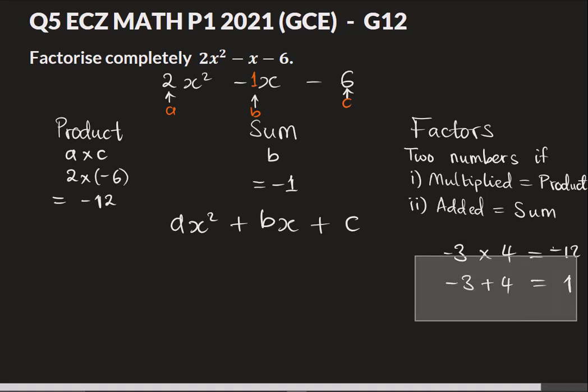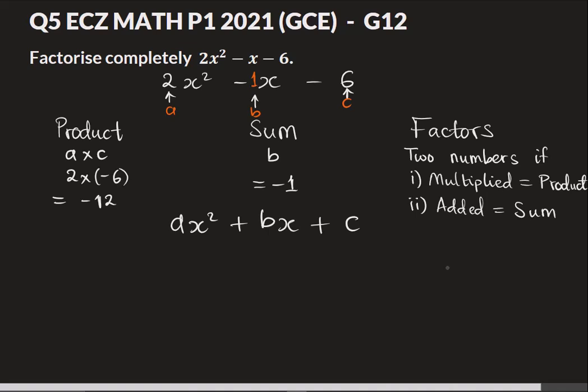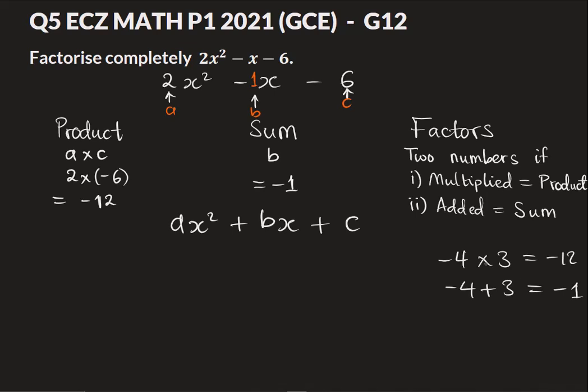So what we'll do is still use 3 and 4, but we're going to say negative 4 multiplied by 3, which is still equal to negative 12. But when we say negative 4 plus 3, this time you notice we have a negative 1. So we have found two numbers that, if we multiply them, negative 4 multiplied by 3 give us the product, negative 12. If we add these same two numbers, negative 4 plus 3, we have our sum, which is negative 1. So with that said and done, we can now go to the next step.